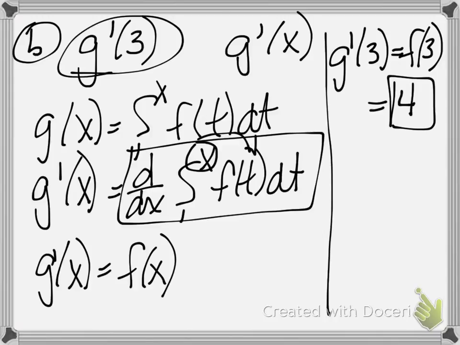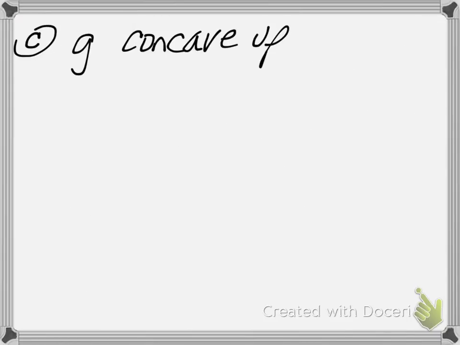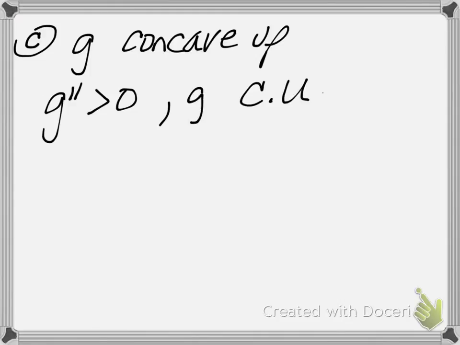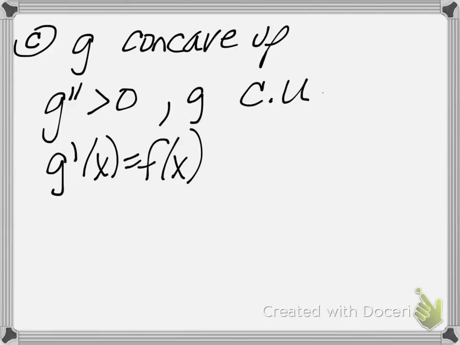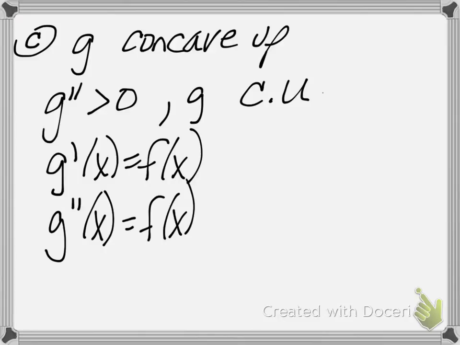Okay, let's go to C. Part C is asking, when is G concave up? So we know that when G prime is positive, or greater than 0, G will be concave up. I'm just going to abbreviate, okay? So we need to find G double prime. Now we found previously in B that G prime of x equals f of x. So if I add a prime to both sides, that means G double prime equals f prime of x.